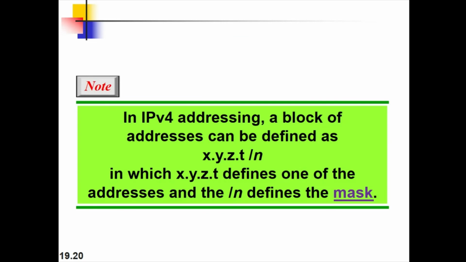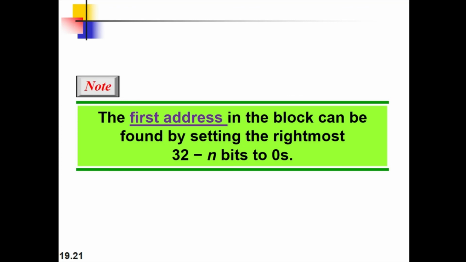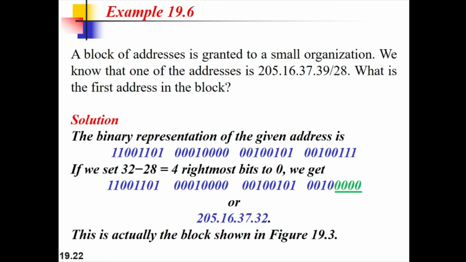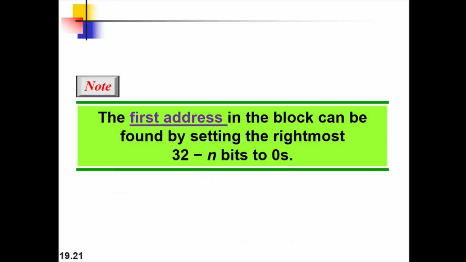So in IPv4 addressing, a block of addresses can be defined as x.y.z.t/n, in which x.y.z.t defines one of the addresses and the /n defines the mask, the CIDR. The first address in the block can be found by setting the rightmost 32 minus n bits to 0. This example will be continued in the next video.